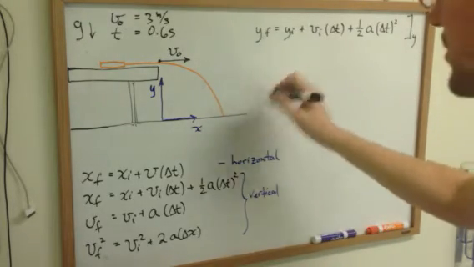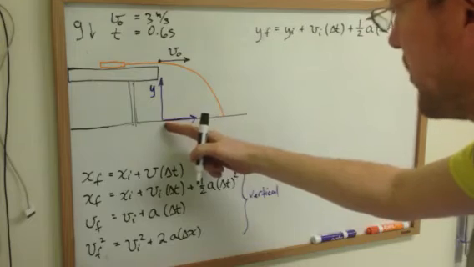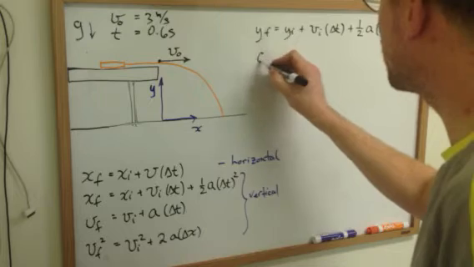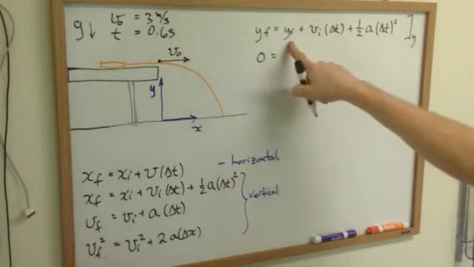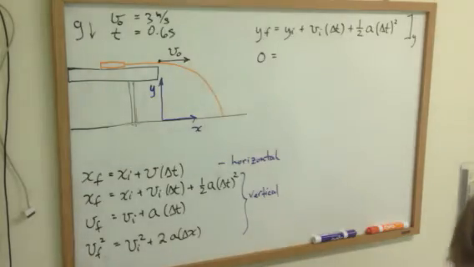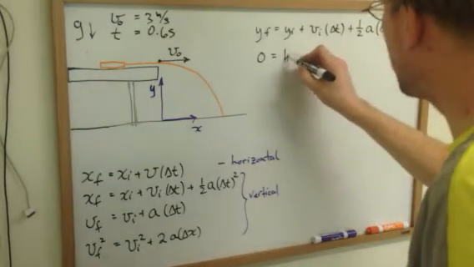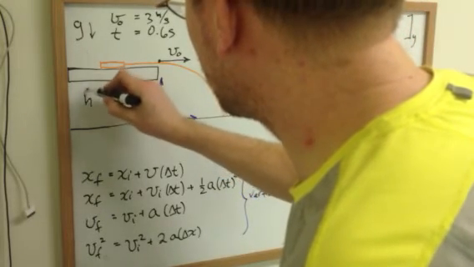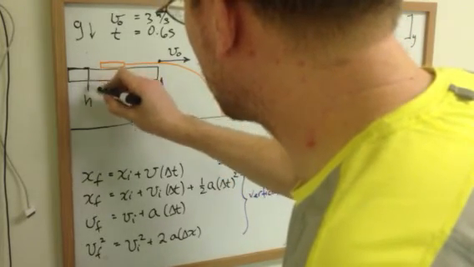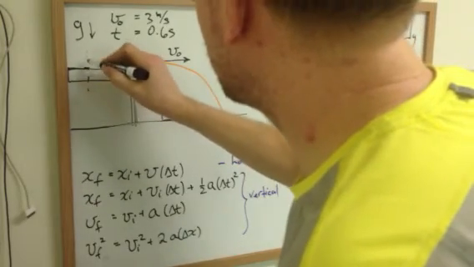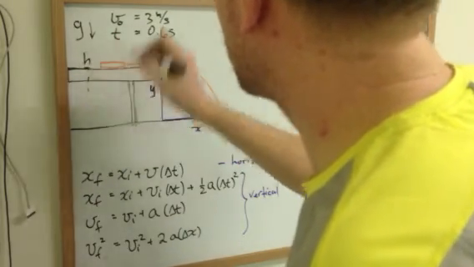My final position is the floor, which because of my coordinate system here, I can determine that's 0. My initial position is at the top of the table. I'm going to call that h. So I'll label it right here. H is this. Well, it's not a distance, it's actually a position. So I'll call this h up here.